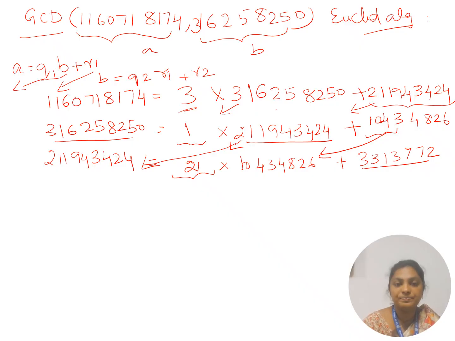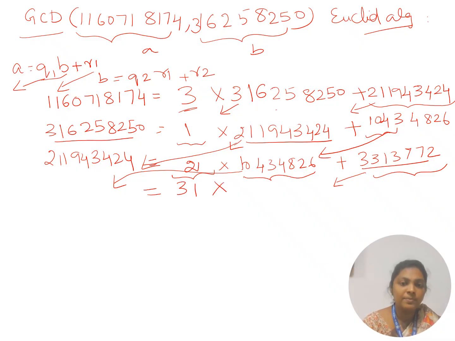So now let us look into the next step. The next step is this comes here and this comes here. So we have to divide these two numbers, 104 and this one. So the quotient we will get as 31 and then the remainder will be 1587894.